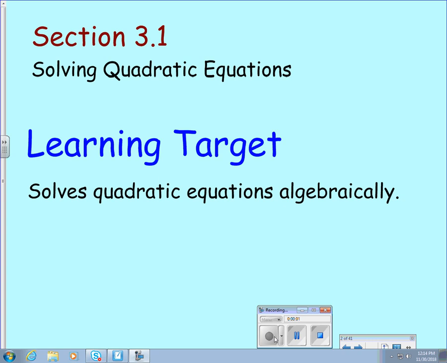Everybody, welcome to Chapter 3. Chapter 3 is all about quadratics, and we're going to be taking a look in Section 3.1. It's kind of got a couple of pieces to it, so it's going to take us a few days that we're going to be able to solve quadratic equations algebraically.